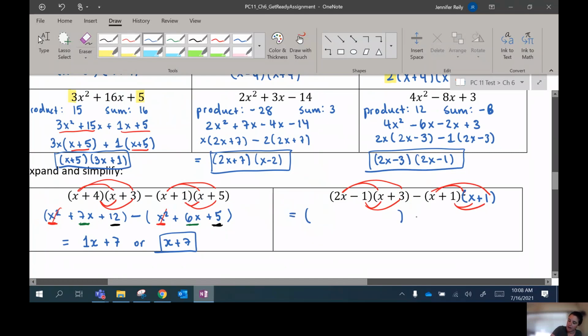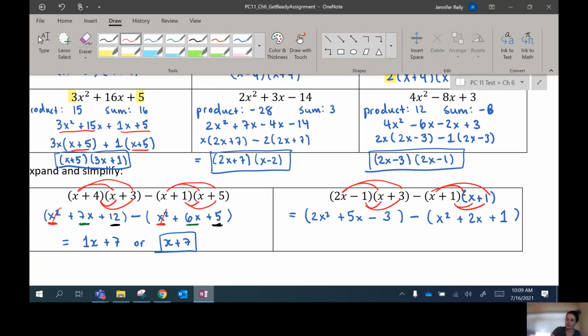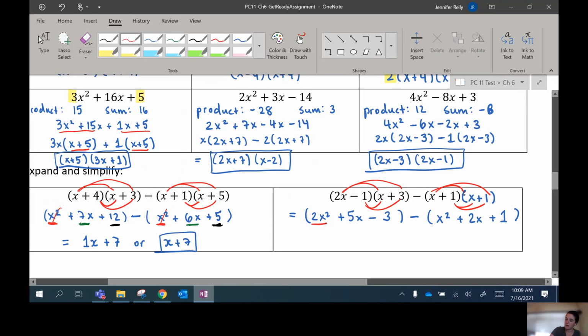Okay, so I'll have one expression minus another expression. So I'll have 2x squared, and then the middle terms will be 6x minus 1x. So that'll be 5x. Then I'll have minus 3. And then I'll have x squared. Middle two terms will be 2x, and then plus 1. So again, we want to look at like terms. 2x squared minus x squared. So that would be 1x squared. Then we have 5x minus 2x, so that would be 3x. And finally, negative 3 minus 1. So that would be negative 4.